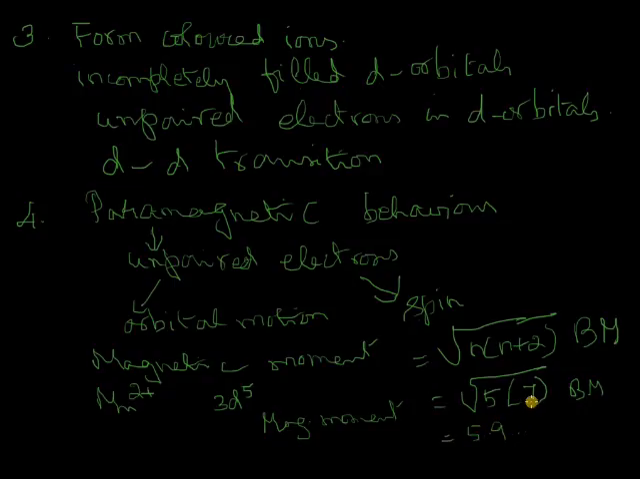6 is root of 36, so this is only 35, it should be 5.9 something. I am not taking the exact calculated value, so it is 5.9 something Bohr magneton. So greater the number of unpaired electrons, greater will be the paramagnetic behavior of the ion.